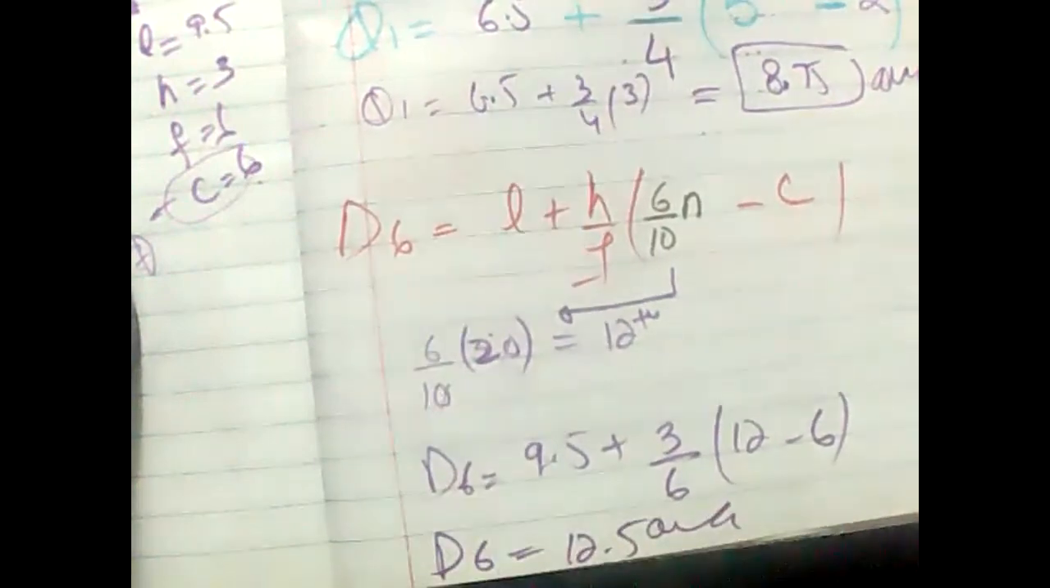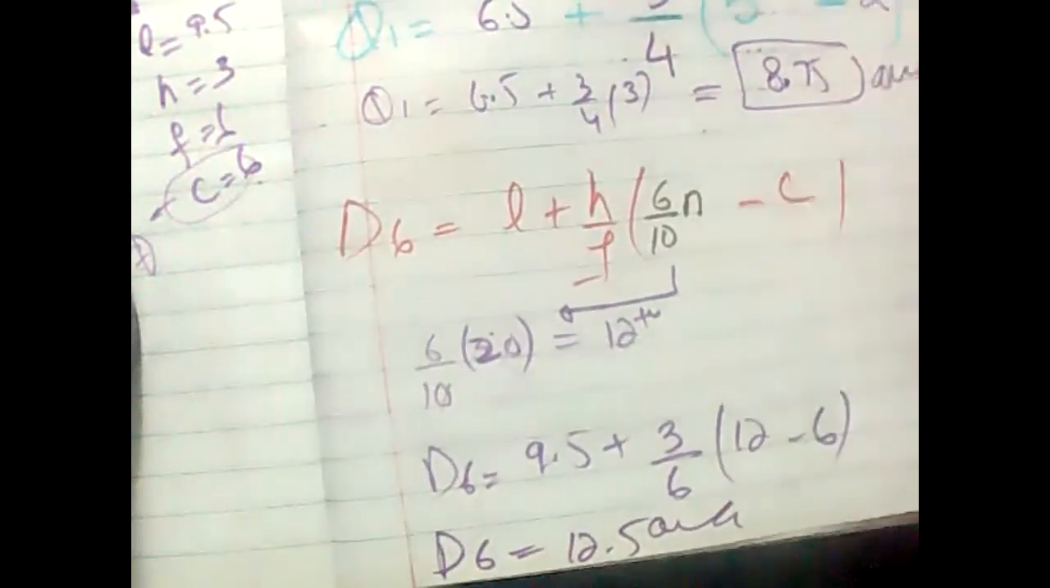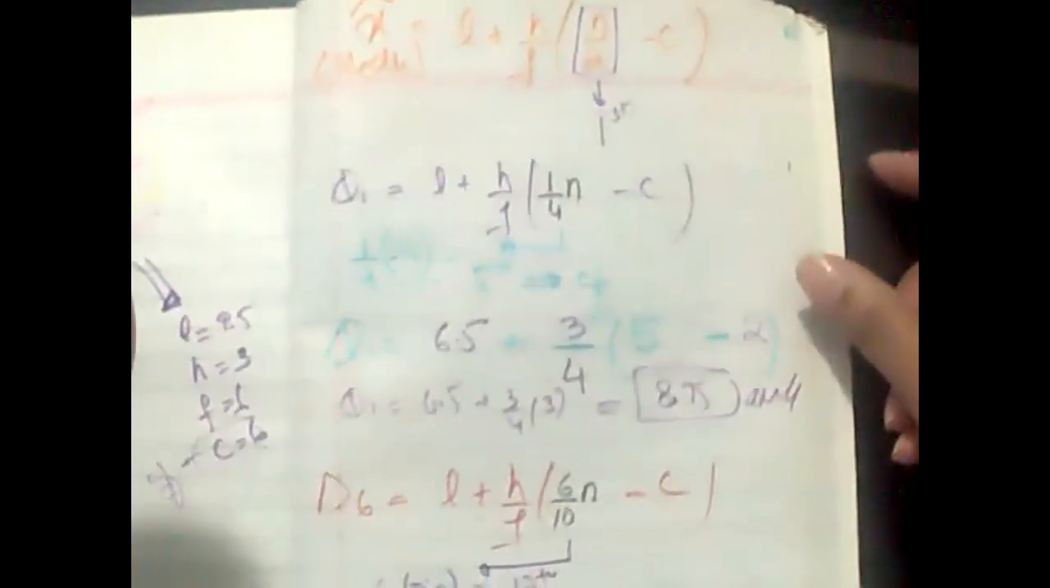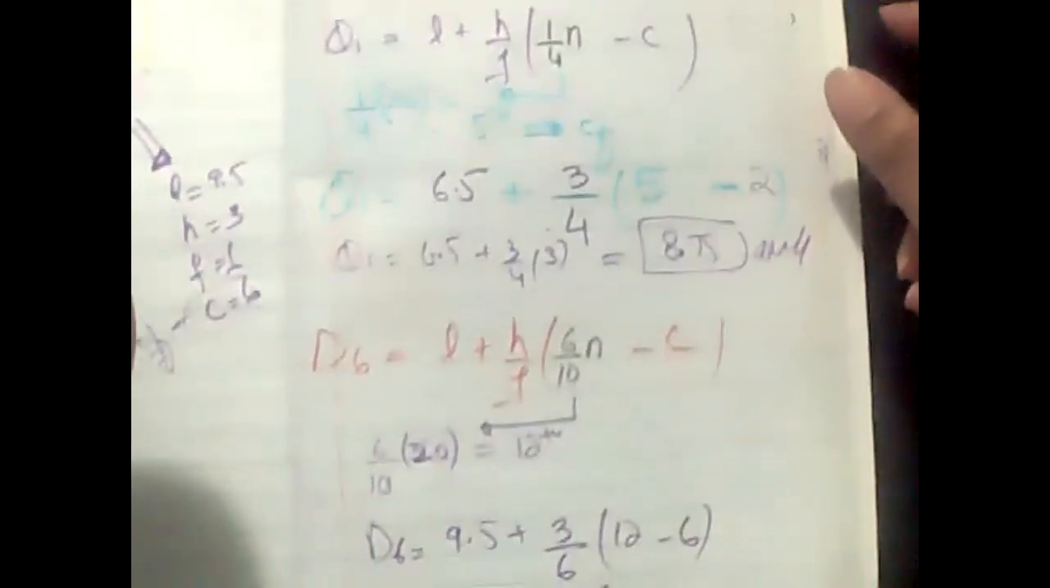ठीक है? So that is the answer of your D6 and all this. Is this all clear or you are still unclear about anything about percentile and deciles? This thing I send you the pic also. You can go through all these steps again, right? Anything?